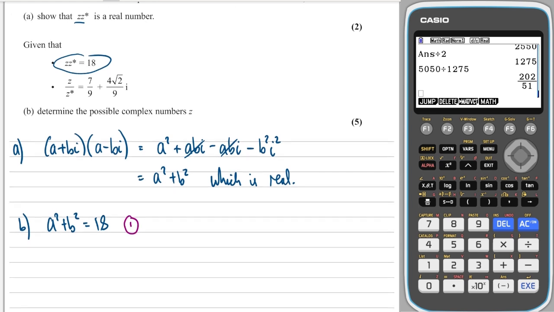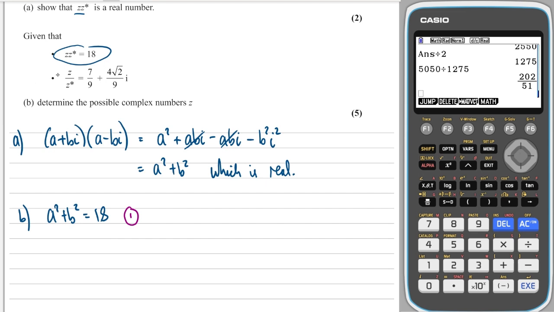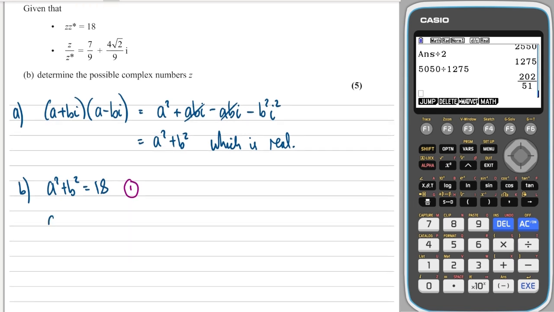Now let's find another equation by using the second bit of information. So that tells us that we need to do a plus bi over a minus bi. And I want to rationalize that denominator to make it easier to work with. So I'm going to multiply it by a plus bi on top and a plus bi on the bottom.